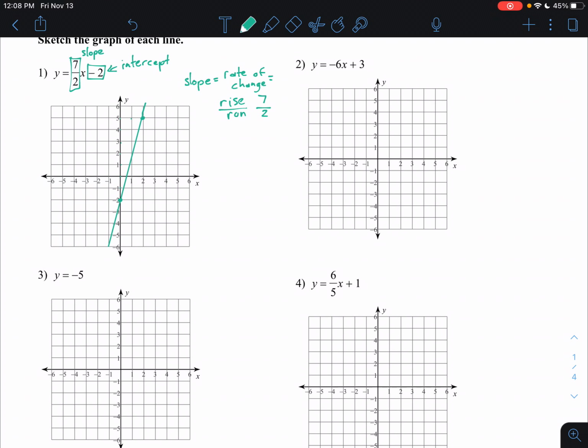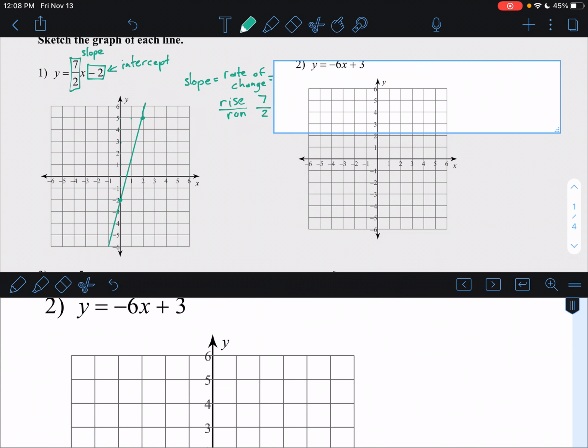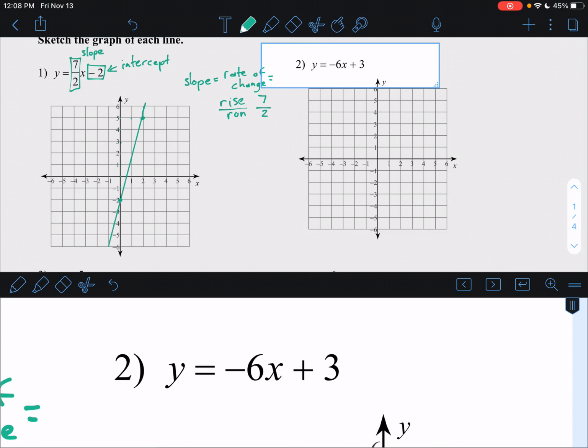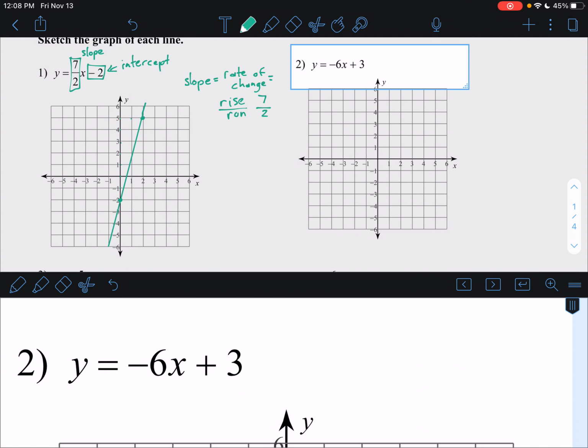Okay, so we will look at another example here. Number 2, I have y = -6x + 3. So this one, my slope, I'll just call it m because that's the slope, and positive 3 is my y-intercept, my b.